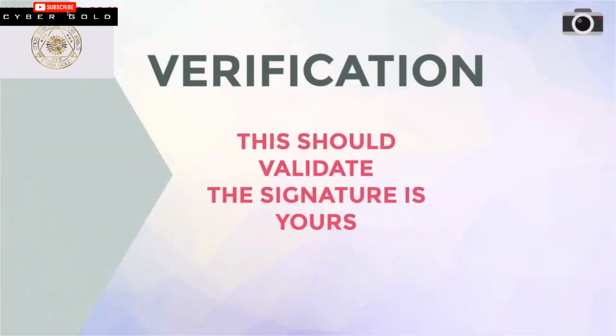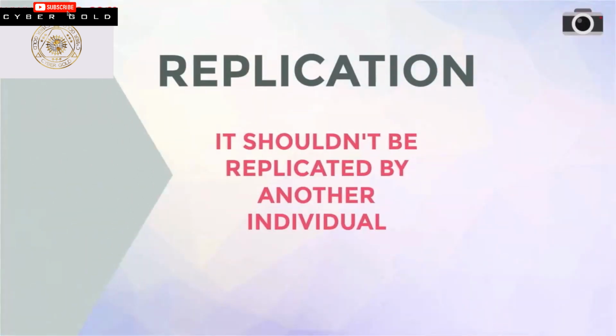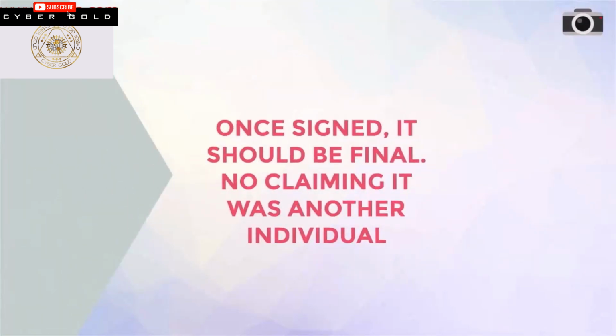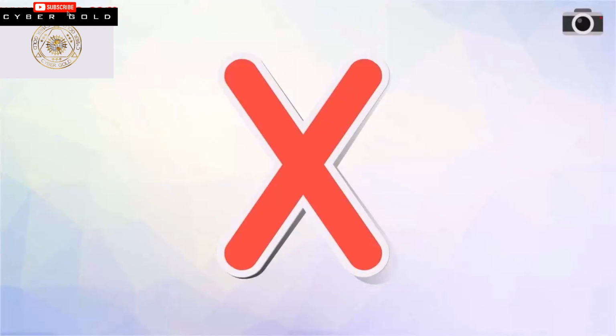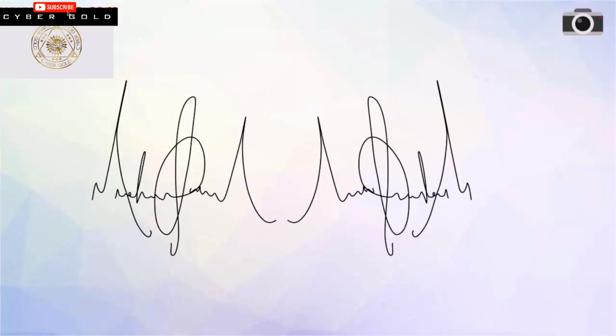It essentially has three main factors that make it a valid signature. Verification. This should validate the signature is yours. Replication. It shouldn't be replicated by another individual. Confirmation. Once signed, it should be final. No claiming it was another individual. Without this, it would be meaningless, right? Although in real life, there is still a risk of the signature being duplicated.